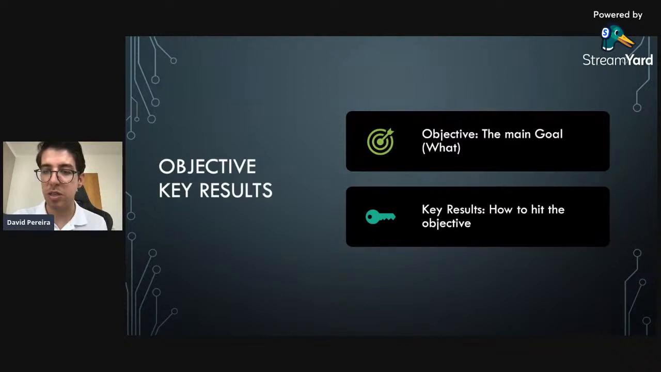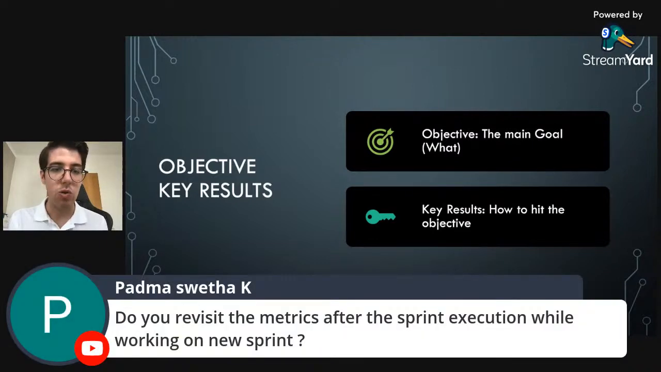There was another question about metrics here. Do you revisit metrics after the sprint execution while working on the new sprint? It's something like once you push something live, you need to keep monitoring, and then you start working on the new sprint, and then you can adapt that. But you need to keep monitoring all the time. And of course, once you go live with something, you don't get the results the next day. You need some time to monitor, and then you decide when to come back. So yeah, I would review after a couple of sprints as needed.